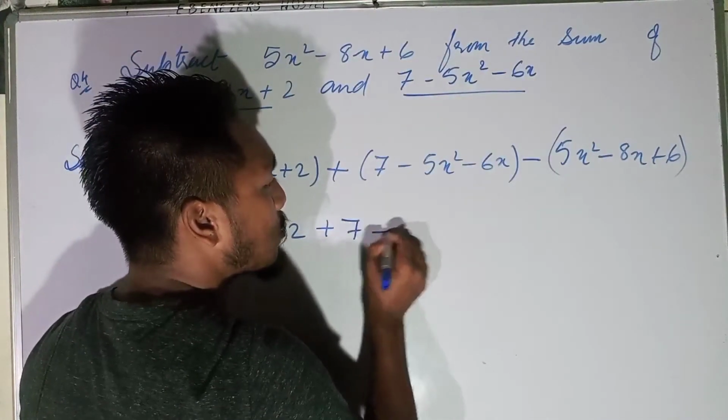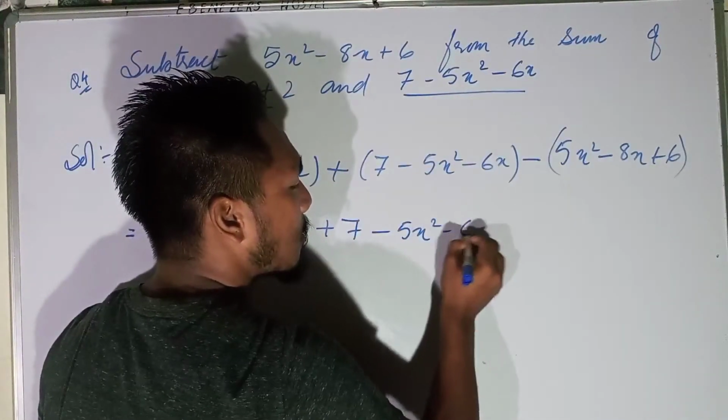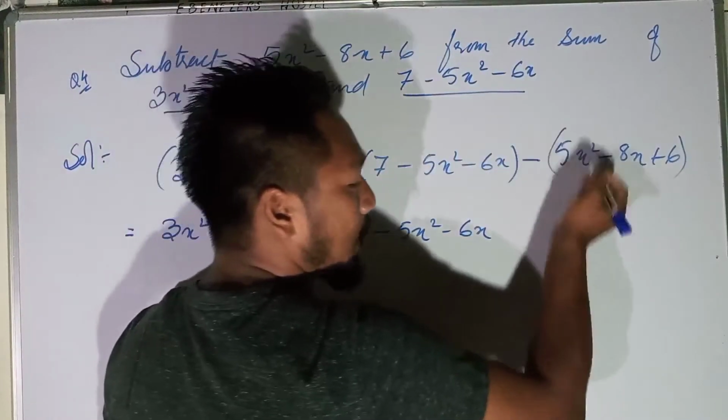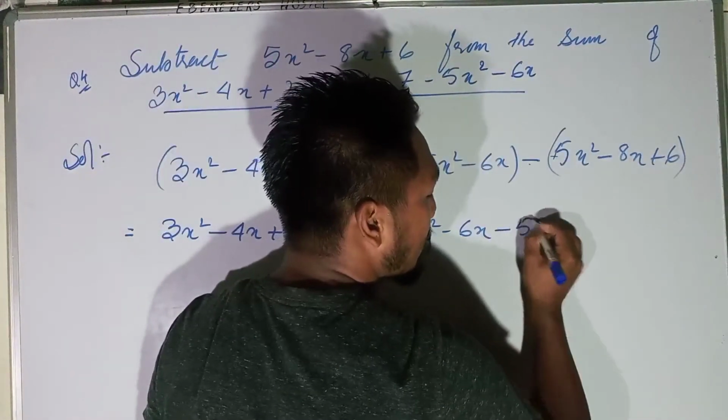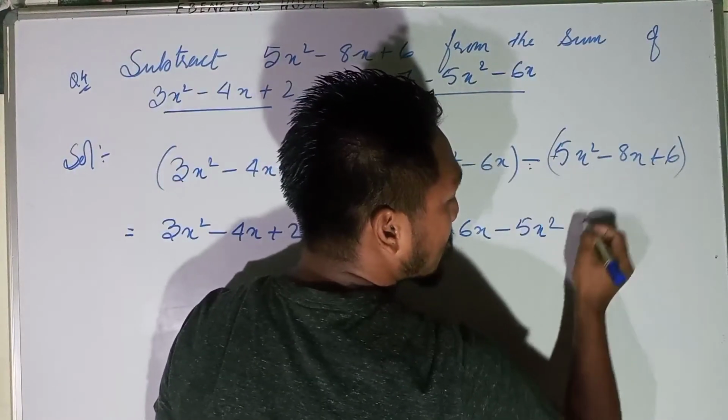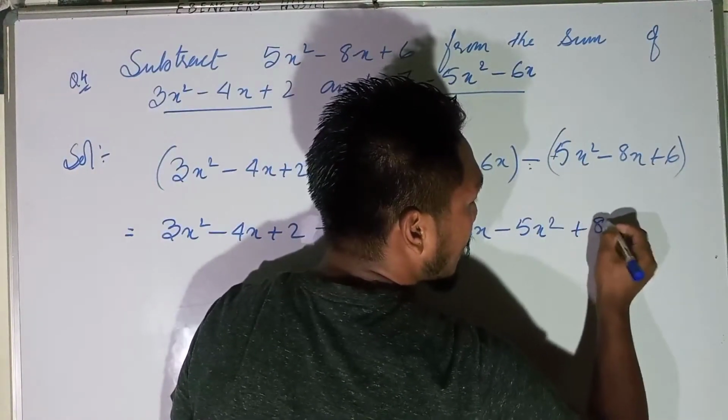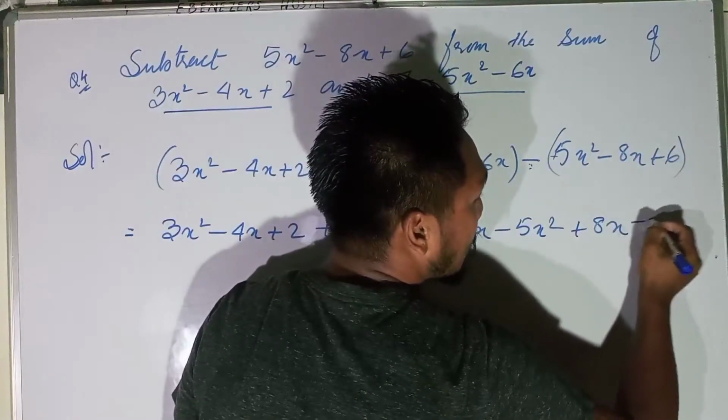Plus is there, that means no sign will be changed. But here we have a minus, so the sign will change. Plus here we don't have anything, so it is plus. Plus and minus will become minus 5x squared. Minus and minus will become plus 8x. Plus and minus will become minus 6.